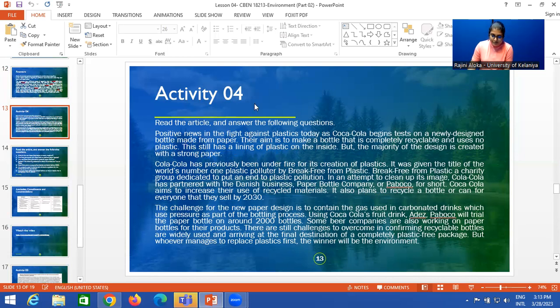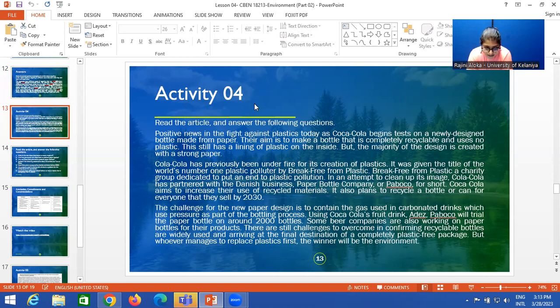Positive news in the fight against plastic today as Coca-Cola begins tests on the newly designed bottle made from paper. Their aim is to make a bottle that is completely recyclable and uses no plastic. This still has a lining of plastic on the inside, but the majority of the design is created with a strong paper. Coca-Cola has previously been under fire for its creation of plastics.